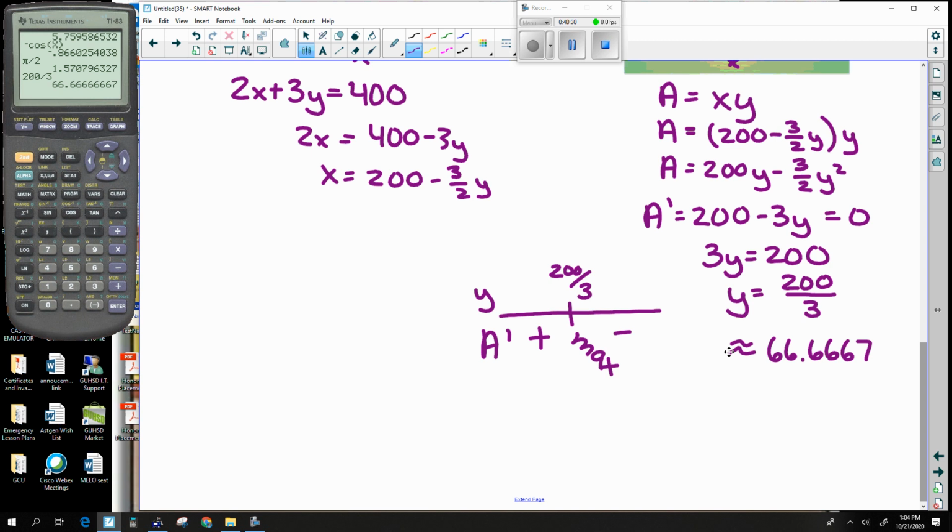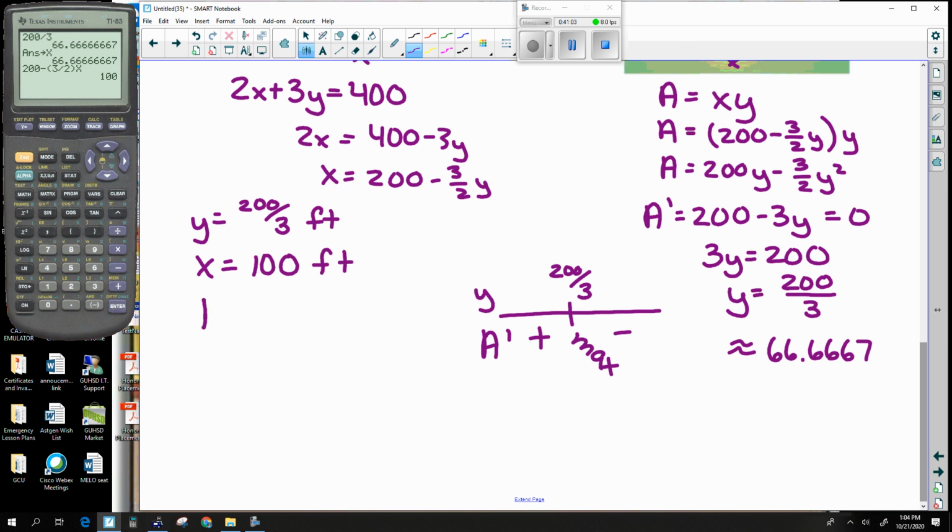So that implies that the height of this thing is 200 over 3 feet, aka 66.66666. For the X in this situation, let's just use a calculator to help ourselves out. Oh, great googly moogly. Let's put this in for Y. So this would be 200 minus 3 over 2 Y, and that is straight up 100.